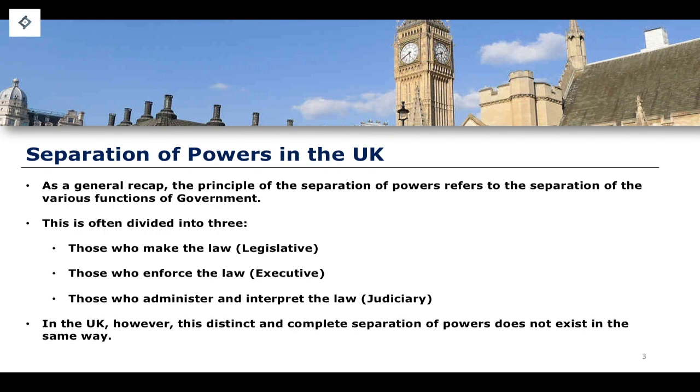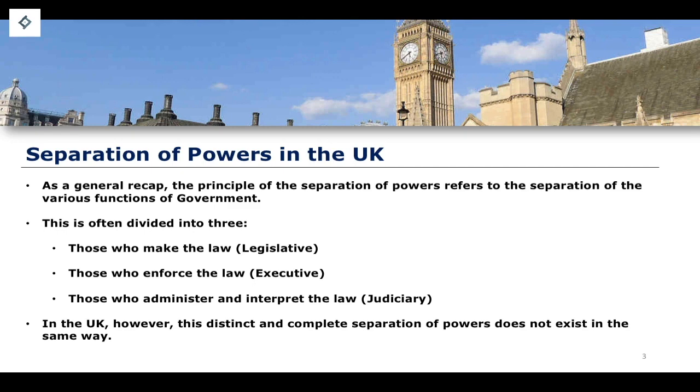Compare that to the United States, where the three major branches of government, at least at the federal level, are completely distinct and separate. You have Congress, which is the legislative branch, you have the presidency and the White House, which is the executive branch, and you have the Supreme Court, which is the judiciary. All of which are separated, all of which have checks and balances over each other to ensure that no one institution gains too much authority and power over the other two.